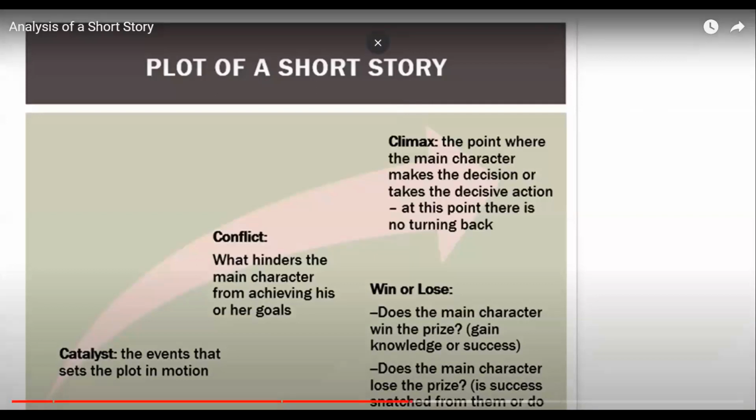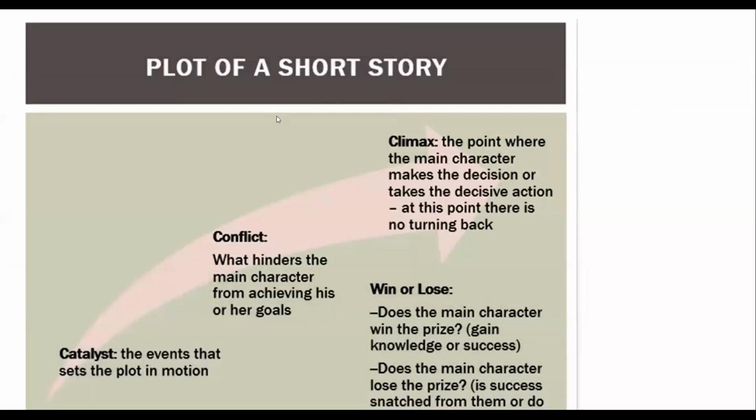The plot of a short story. In the book, the chapter about plot shows you pictures and diagrams of plot, the little triangular plot diagram. But I want to mainly look at a very simple version of plot. Concepts like catalyst, that's the event that sets the story in motion. Conflict, that's what hinders the main character from achieving his or her goals, that struggle within themselves.